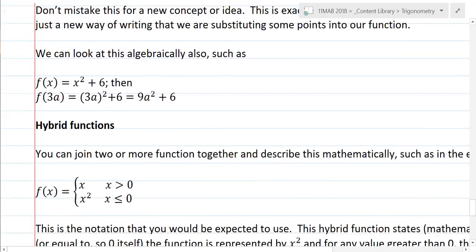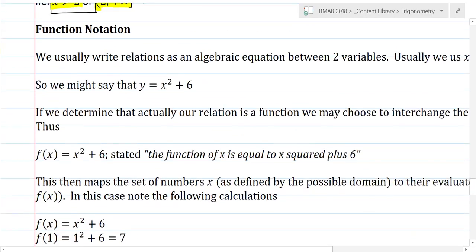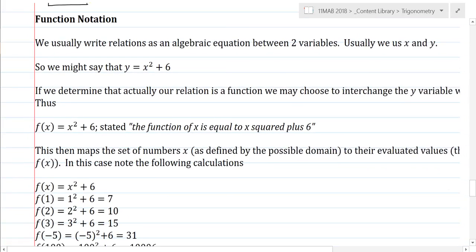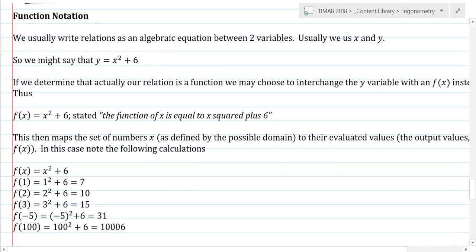And function notation, hybrid functions. Function notation, I'm pretty confident you will have all done, so it's not a big issue. If you haven't done it, it's really easy. Typically we write y equals x squared plus 6, which I've got here. That's a function. That's fine.